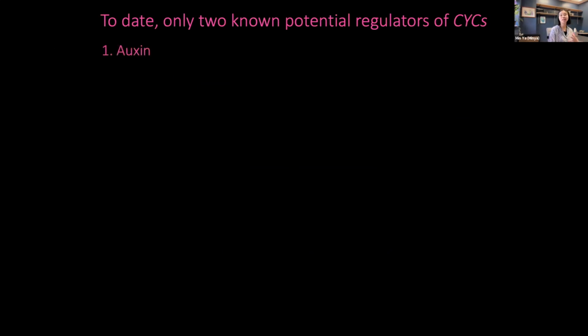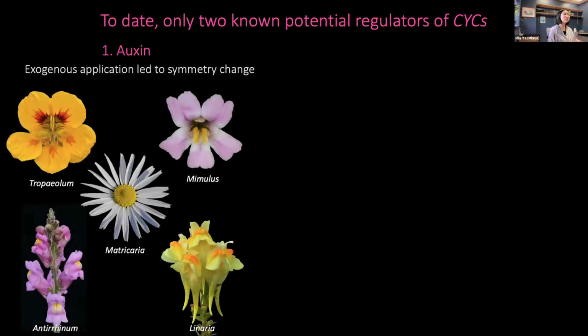The first one is auxin. If you know auxin, your reaction is probably, duh, of course it's auxin because it's literally involved in everything, right? But I urge you to hold your beer. As early as the 1960s, people have been applying auxin or auxin transport inhibitor to a bunch of species like those ones, and observed that exogenous application of hormones can lead to symmetry change.